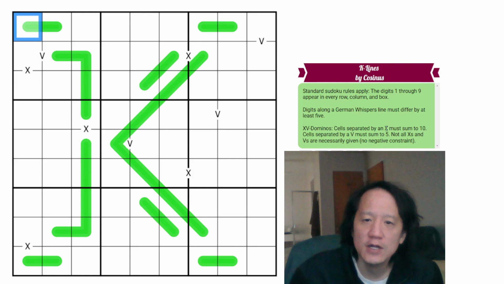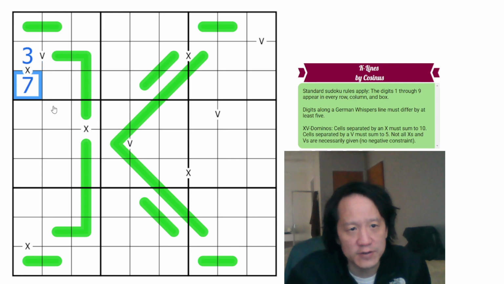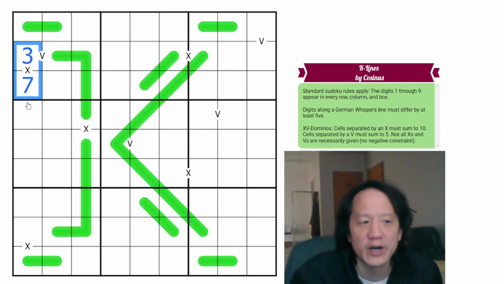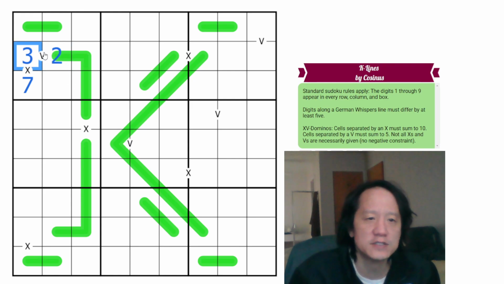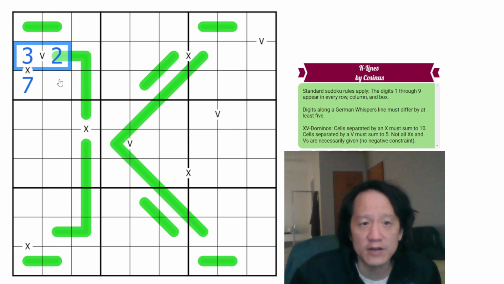XV dominoes. Cells separated by an X must sum to 10. Cells separated by a V must sum to 5. Not all X's and V's are necessarily given. There is no negative constraint. So basically, cells separated by an X must add up to 10. For example, if this were a 3, this would have to be a 7, because the two cells separated by an X must add up to 10. If this were a 3, this would be a 2, because the two cells separated by a V must add up to 5. And those are the rules.